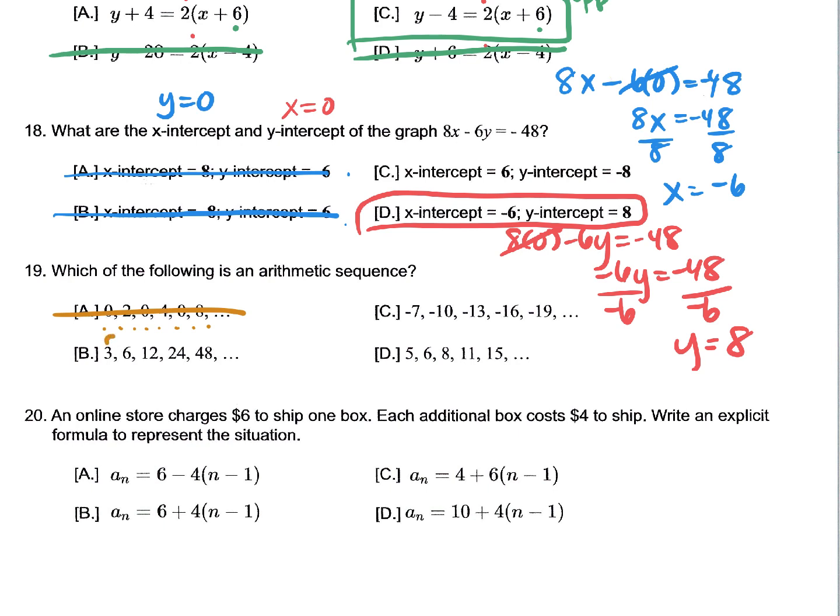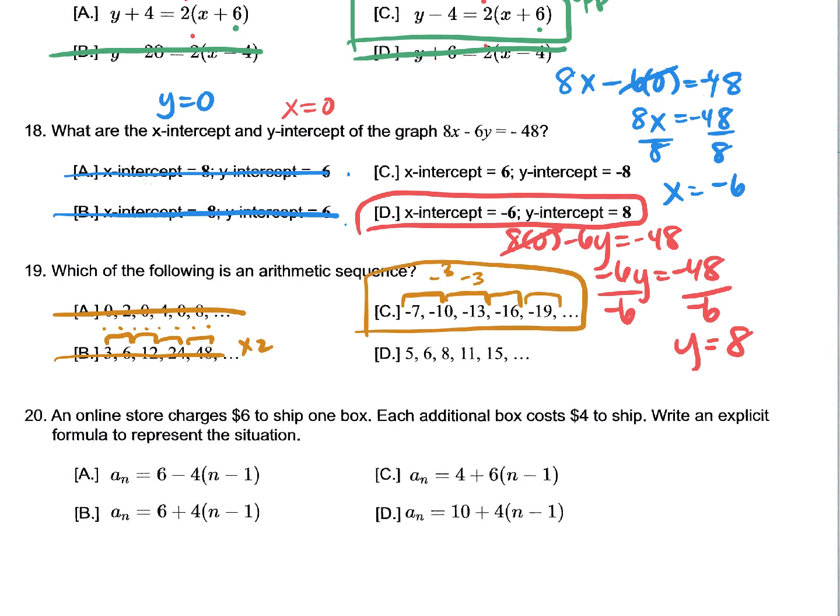B, the pattern in the numbers is that it's being multiplied by 2. Multiplied by 2 is not the same as adding or subtracting by 2. So since we're multiplying by 2, that's not an option. Then we look at C and D. So you look to see if you're adding or subtracting the same amount. To go from -7 to -10, you're subtracting 3. To go from -10 to -13, you're subtracting 3, and so on and so forth. So that lines up. C is your choice.